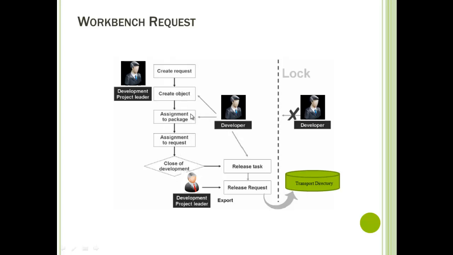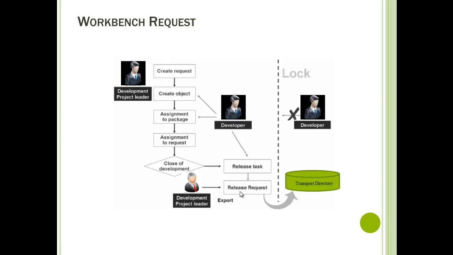Once you create the objects and everything is fine, then you will close this development. Let's assume you have created a program, it's fine, it's done now. All this is done by the developer, meaning creating a request will be done by maybe the project lead or a development project lead. Once this development is closed, the particular task which is assigned to this developer will be released by the developer. We have seen that you can have multiple tasks inside. The one task which this developer is having will be released. So when all the tasks inside this particular TR are released, then the development lead will release the TR itself. The entire transport request will be released.